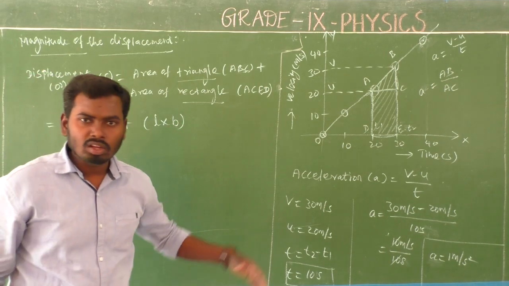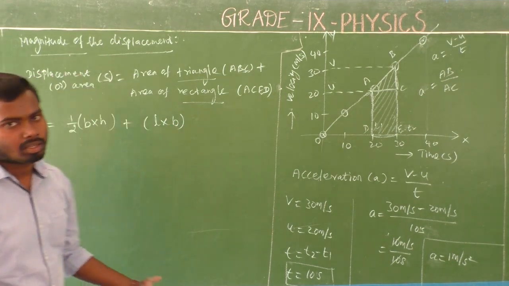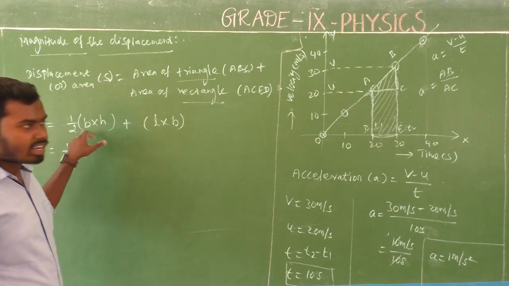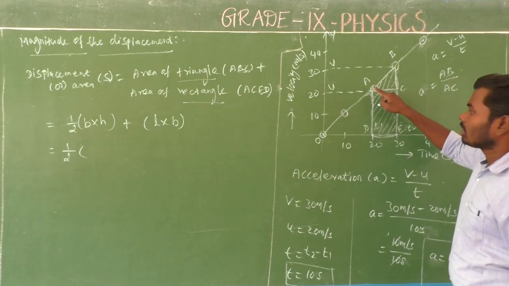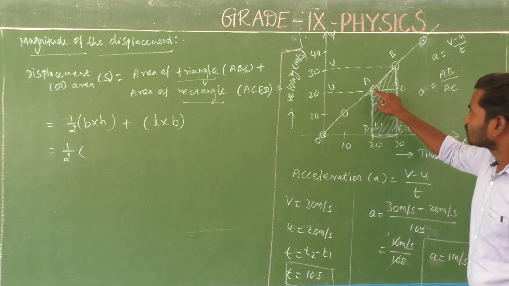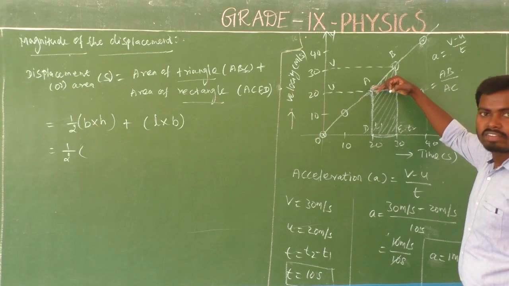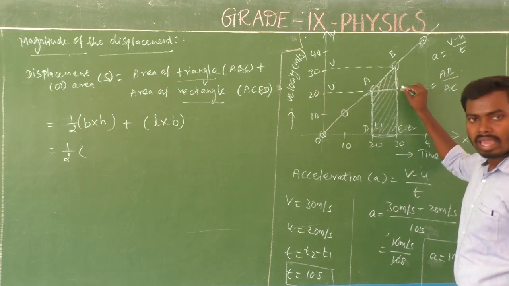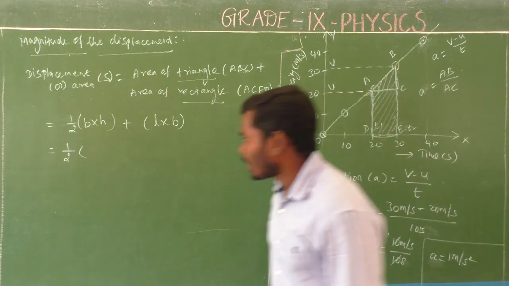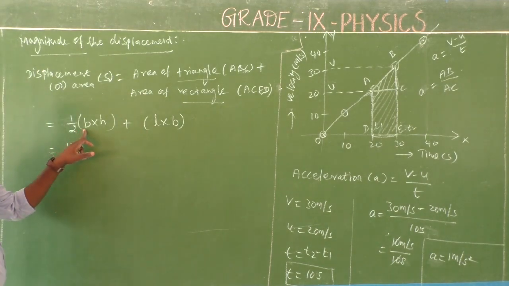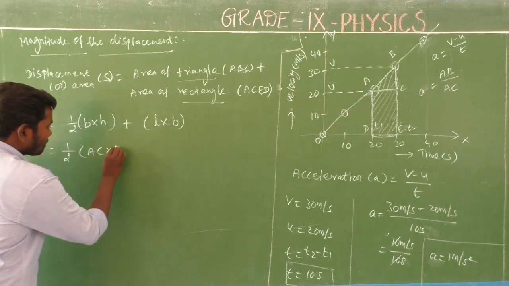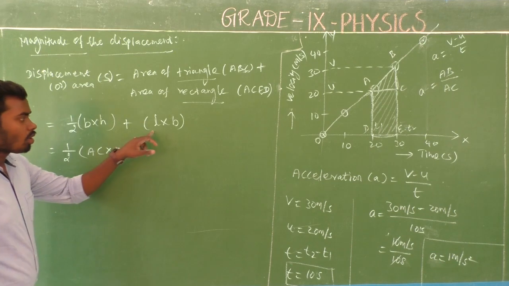Now you substitute these values. Finally, we can calculate the magnitude of the displacement. That's a very easy one. So here, first one, area of rectangle. Consider the rectangle ABC, only ABC. Here, which is base and which is height? Only in the rectangle, which is base and which is height? AC is the base and BC is the height. So base is AC into height BC, plus, then now come to this one.